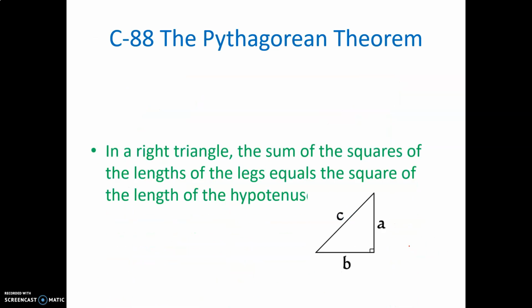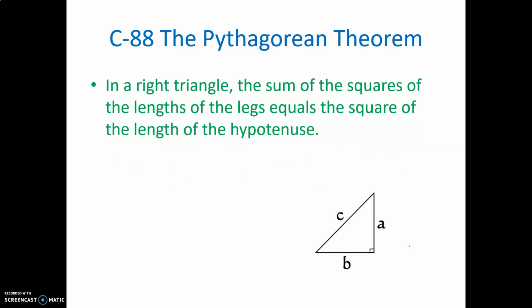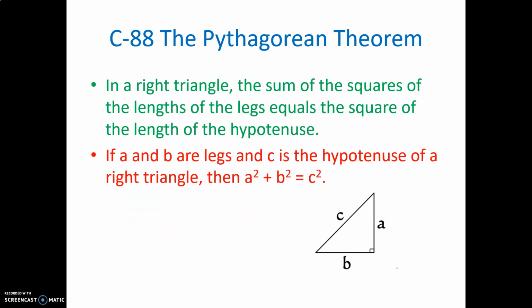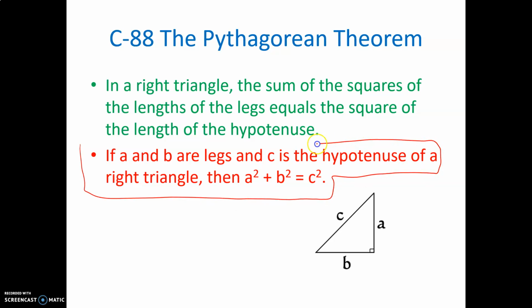So this brings us to conjecture number 88 on our list, the Pythagorean Theorem. In words: in a right triangle, the sum of the squares of the lengths of the legs equals the square of the length of the hypotenuse. Or, if A and B are legs and C is the hypotenuse of a right triangle, then A squared plus B squared equals C squared. This is actually the one that is listed on the conjecture list.